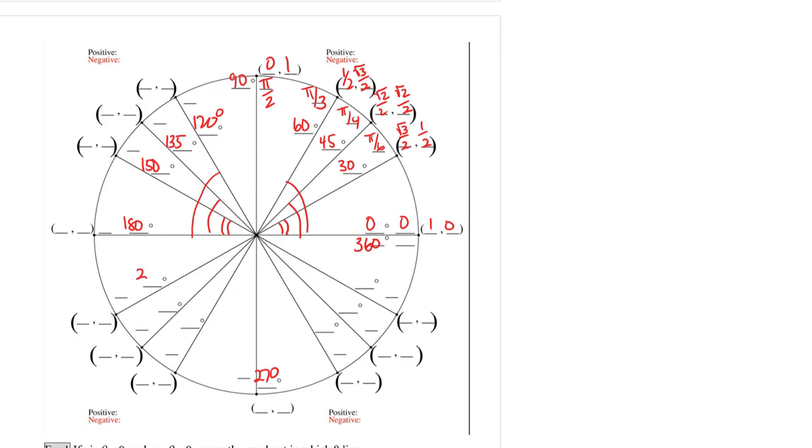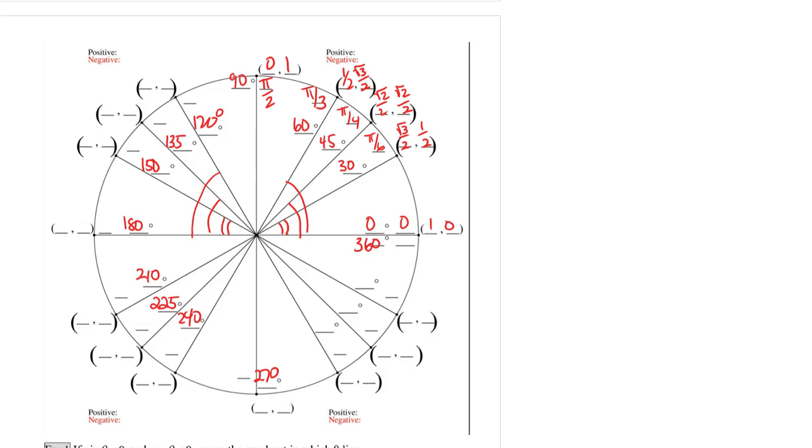So now, using the same idea, here we have a 30-degree reference angle. 180 plus 30 is 210. This angle right here has a 45-degree reference angle, so this has to be 180 plus 45, or 225. And this one has a 60-degree reference angle, and 180 plus 60 is 240.